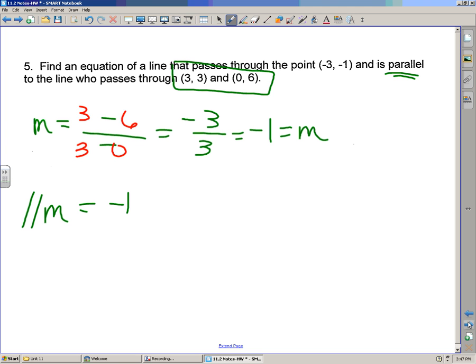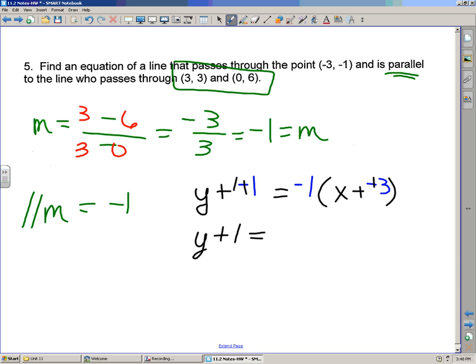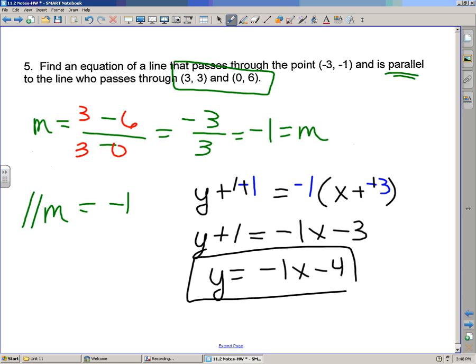And now we can deal with the point slope formula. y minus y1 equals m, x minus x1. Once again, we dump in the y1, the m, the x. Watch out for our double negatives. Do your math. y plus 1 equals negative 1x minus 3. Subtract 1 on both sides, and voila, we are done. So y equals negative 1x minus 4.